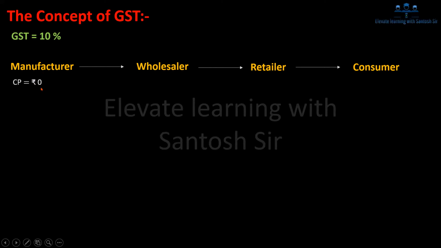For him, for calculation purposes, I repeat, for calculation purposes, the cost price of the manufacturer is considered to be zero. Now, to make this example numerically very simple, I'm considering that the manufacturer is selling the product at rupees 10,000 to the wholesaler. If the selling price of the manufacturer is 10,000, then the cost price of the wholesaler will be 10,000, because the wholesaler is purchasing it from the manufacturer.